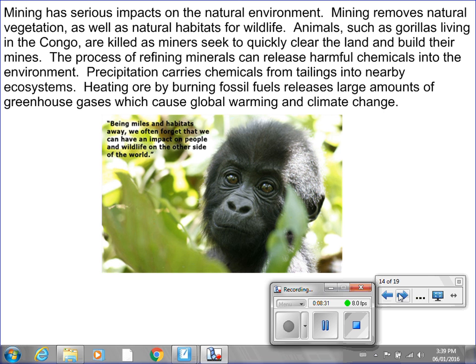Mining has serious impacts on the natural environment. Mining removes natural vegetation as well as natural habitats for wildlife. Animals such as gorillas living in the Congo are killed as miners seek to quickly clear the land and build their mines. The process of refining minerals can release harmful chemicals into the environment. Precipitation carries chemicals from tailings into nearby ecosystems. Heating ore by burning fossil fuels releases large amounts of greenhouse gases, which cause global warming and climate change.